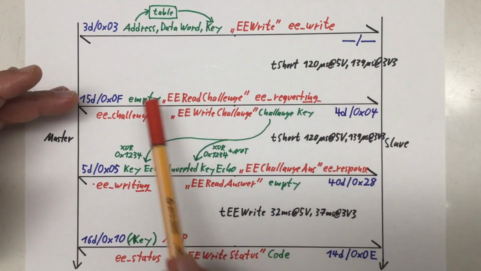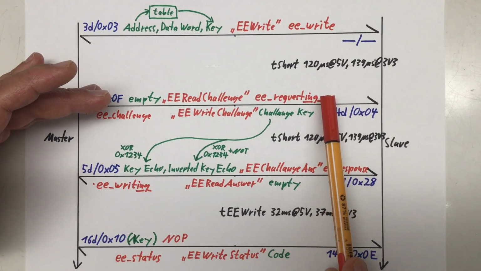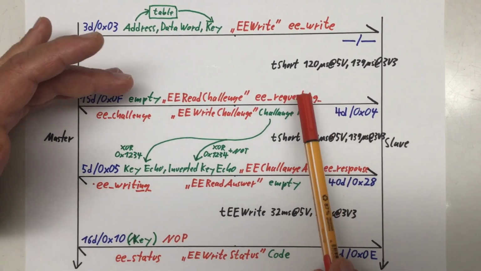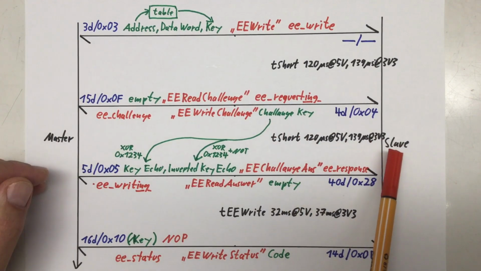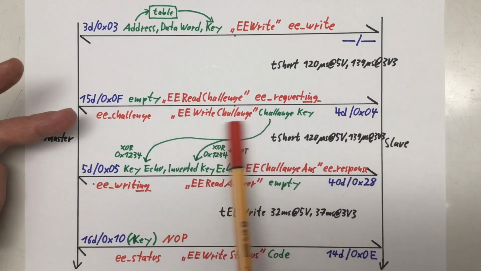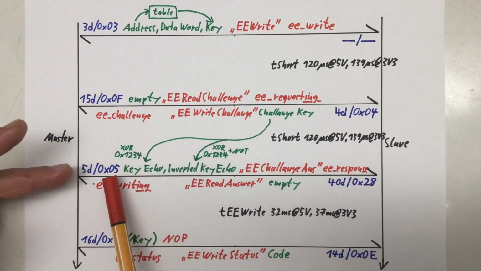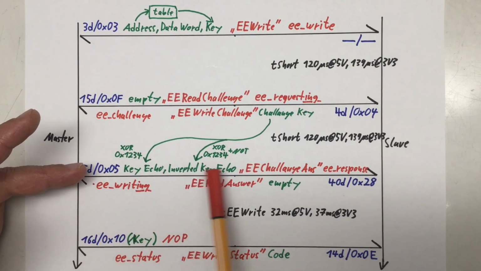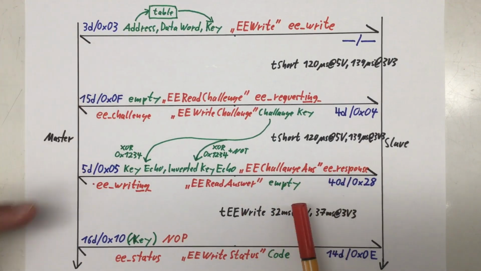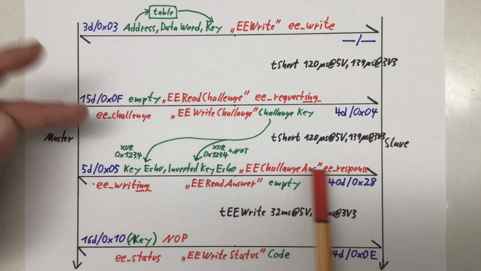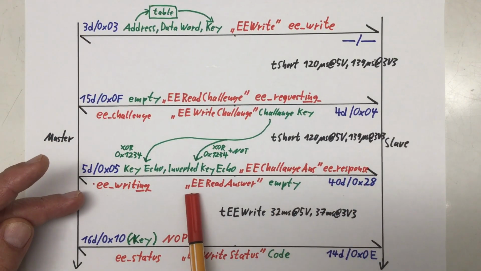ING at the end because it's an empty message, and we have a second empty message that will also have ING at the end. We are requesting here a challenge from the slave, and the EEWrite challenge will just be an EEChallenge. And of course, we're sending back an EEResponse to a challenge and not an EEChallenge answer. That's a run-of-the-mill challenge response mechanism, nothing else.